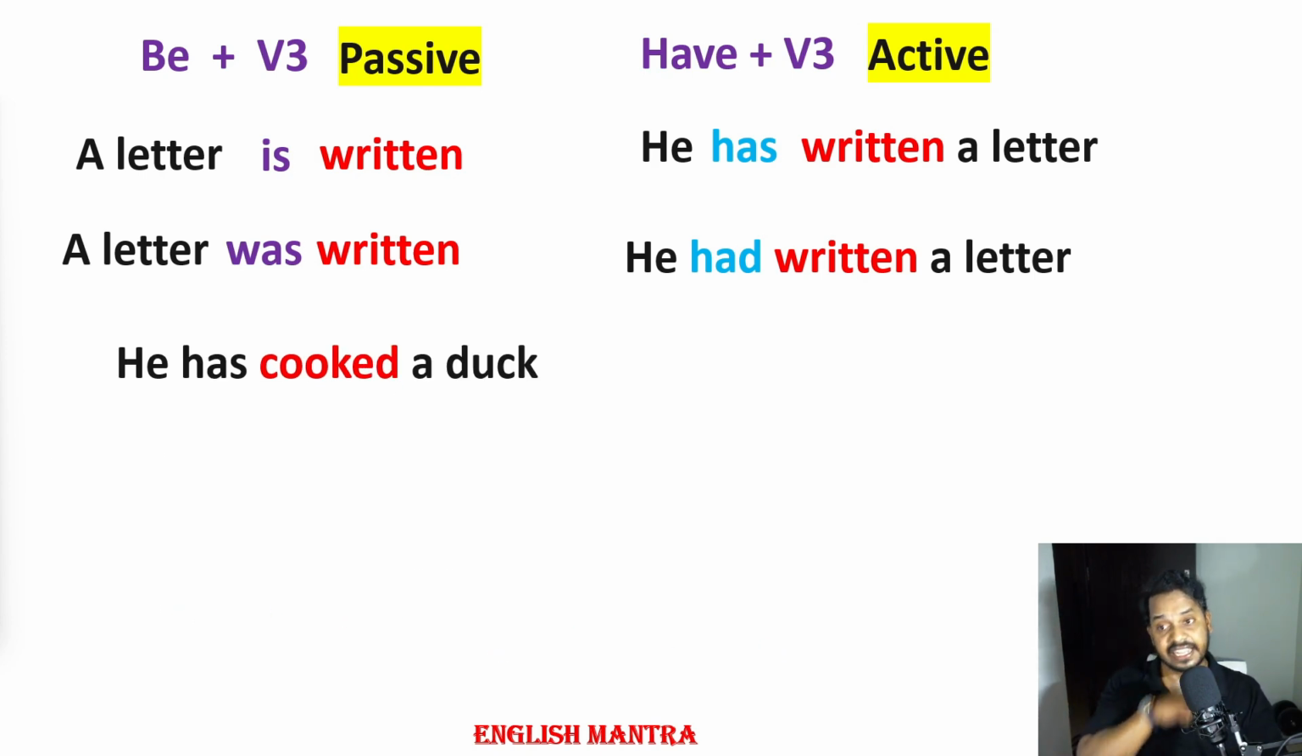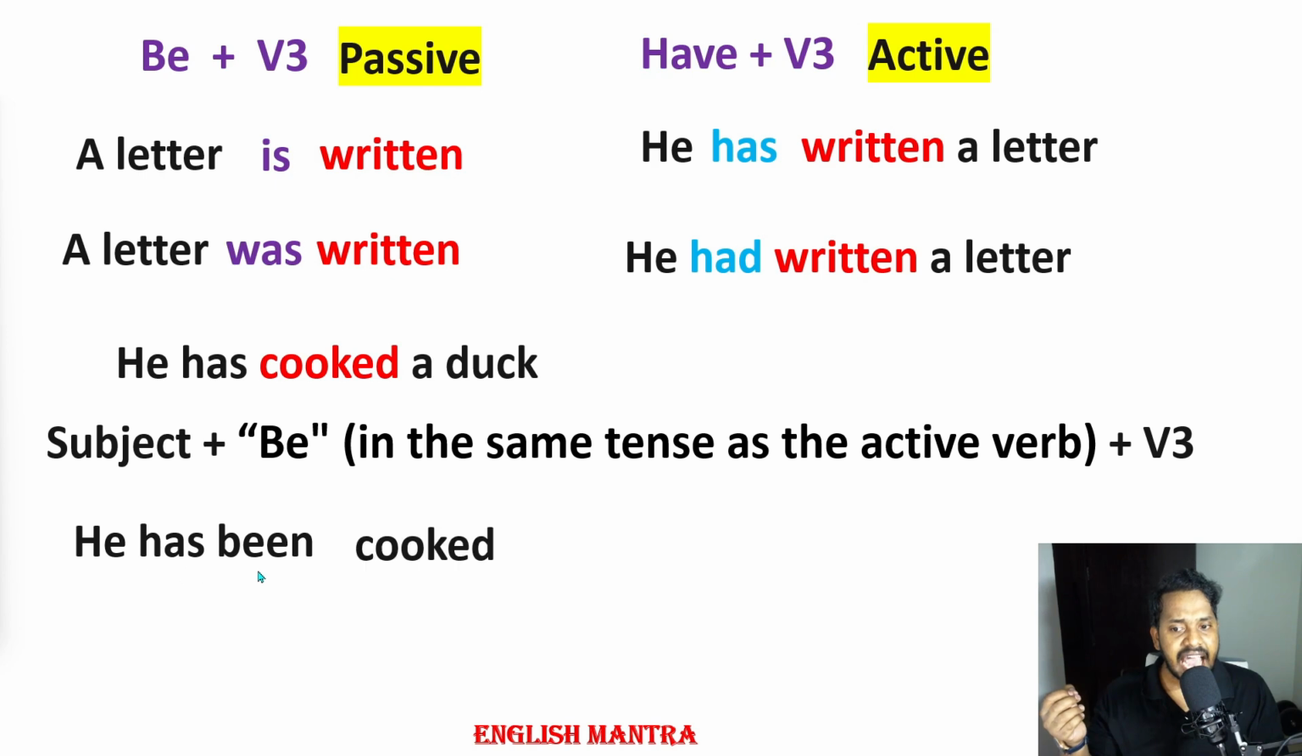Okay, see another example. He has cooked a duck. Now, what is the passive voice of this? Can I say "he has been cooked"? I can say that if someone else has cooked him. The sentence would be like this: they have cooked him. The passive voice of "they have cooked him" would be "he has been cooked". Here, who has been cooked? He. But I want to say a duck has been cooked, so I can't use "he". Here, "he" is the doer of the action. I can't use the doer of the action in the subject's place in passive voice. Here, the subject would be the receiver of the action. What is the receiver of the action? A duck.